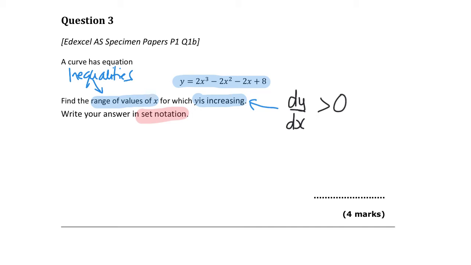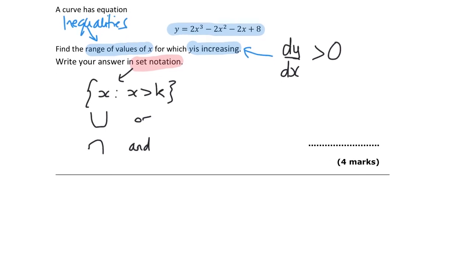And set notation, our key knowledge for that: set notation looks like curly brackets, x, colon, and then what our restriction of x is. So something like x is bigger than a number, for example, or less than a number. And we've also got the U shape, the union, which means the word or, and the N shape, which means intersection, which means and.